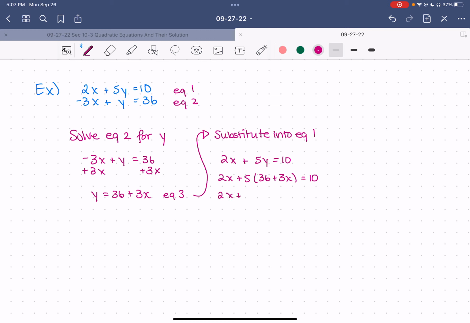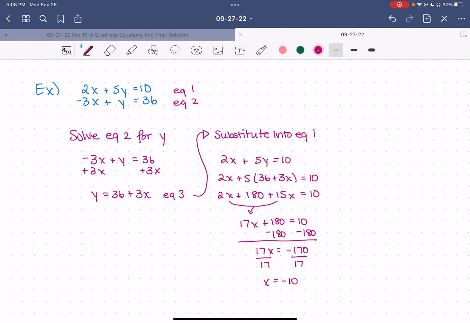I'm going to distribute the 5. Let's see here, we get 180 plus 15x. 5 times 36 is 180. 5 times 3 is 15. And we'll combine my like terms. I get 17x plus 180 equals 10. Subtract 180. 17x is negative 170. Divide. x is negative 10. So now I've got one value.